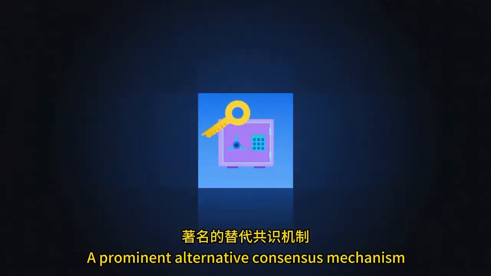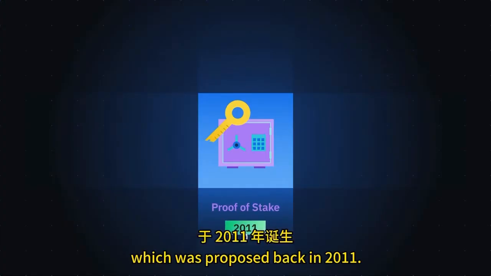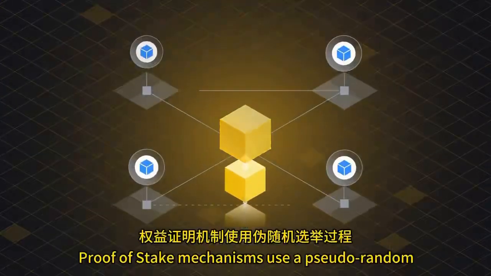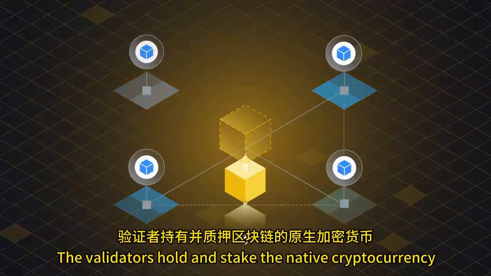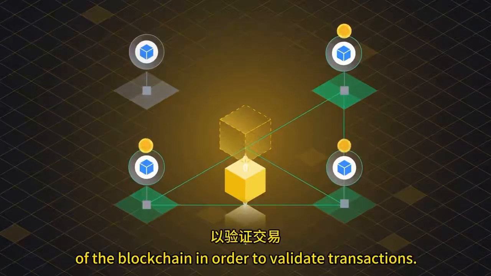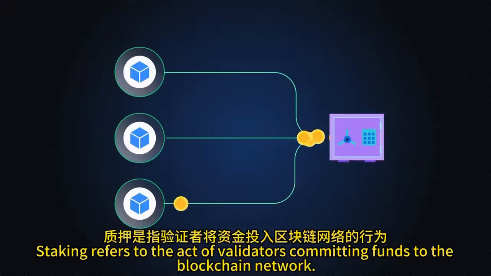A prominent alternative consensus mechanism is called proof of stake, which was proposed back in 2011. Proof of stake mechanisms use a pseudo-random election process to select validators from a group of nodes. The validators hold and stake the native cryptocurrency of the blockchain in order to validate transactions. Staking refers to the act of validators committing funds to the blockchain network.